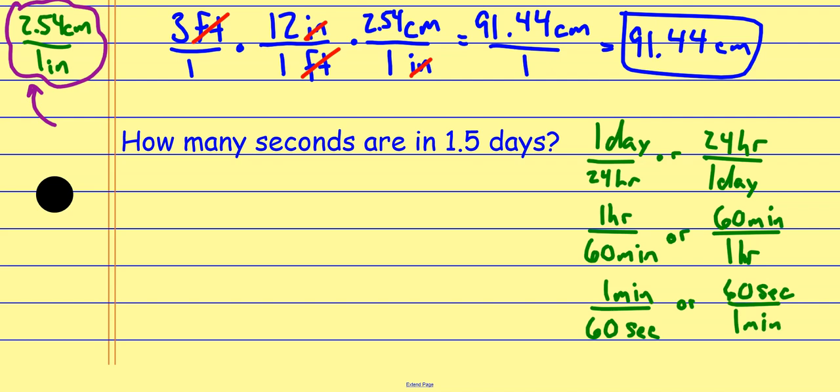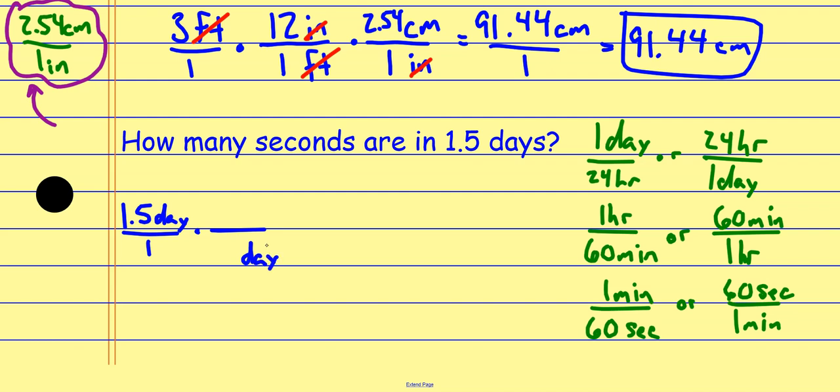And now from here, watch this. Ready? Let's start with our factor label here. So 1.5 days. And then I just ask myself, okay, is days what I want? No, I want seconds. So I need days down here so that they cancel out.